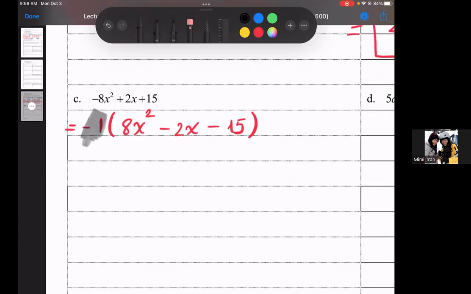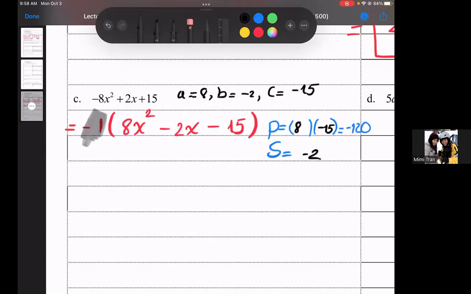Good, I'm gonna list it out here just for the sake of it. A is 8, B is -2, and C is -15. So the product, I want the product to be A times C, so A times negative 15, which is negative 120 now. And then the sum is B, which is negative 2. So far, so good. And every problem will be just the same procedure.